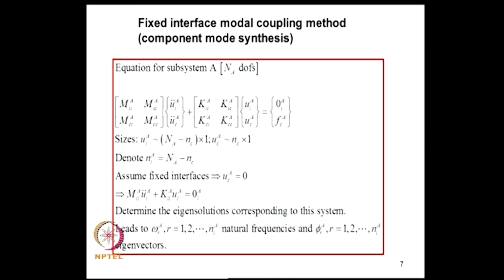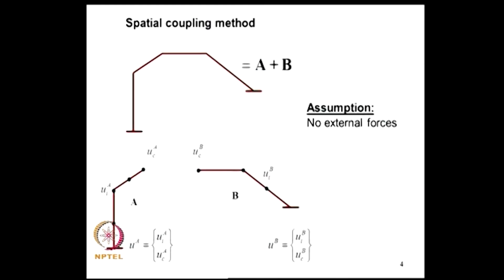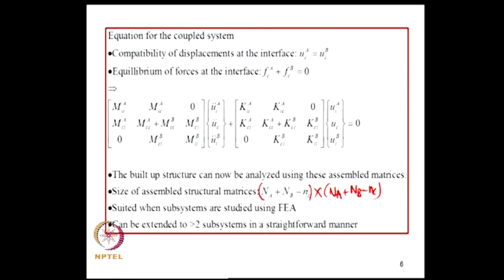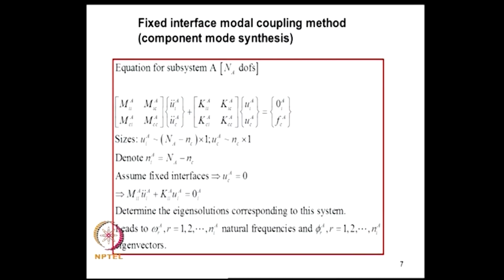Now, I come to the other class of methods, that is the so called modal coupling method. We will start with fixed interface method, that is also known as component mode synthesis. It is one of the well known methods. So, we will again start with the equation for subsystem A, and we will partition the degrees of freedom as interior and coupling degrees of freedom, and this equation is obtained.